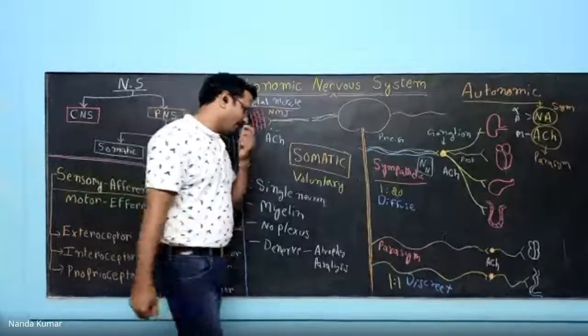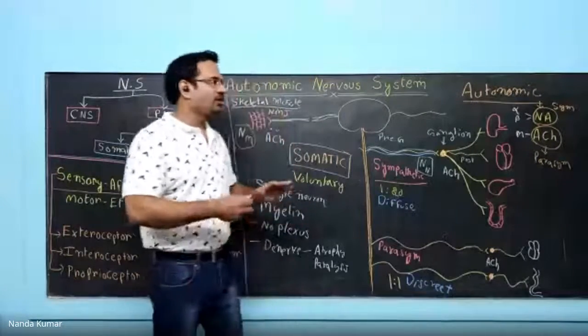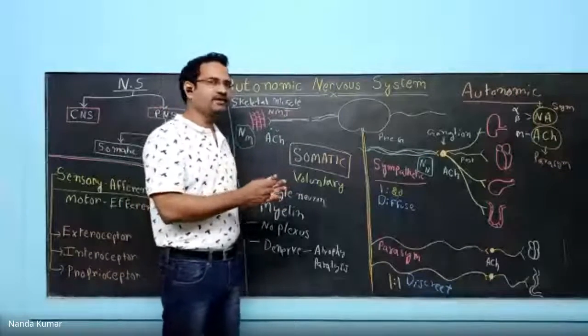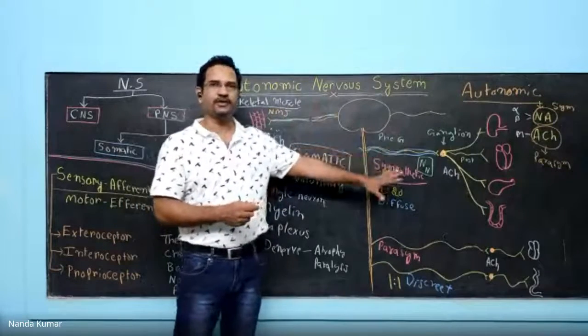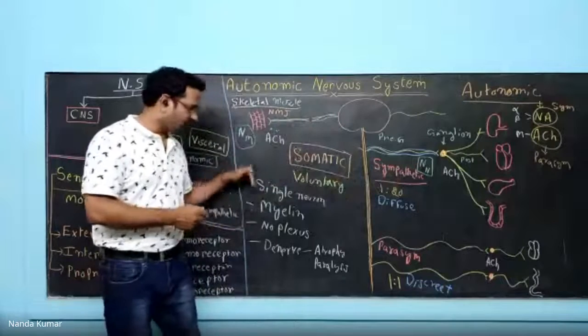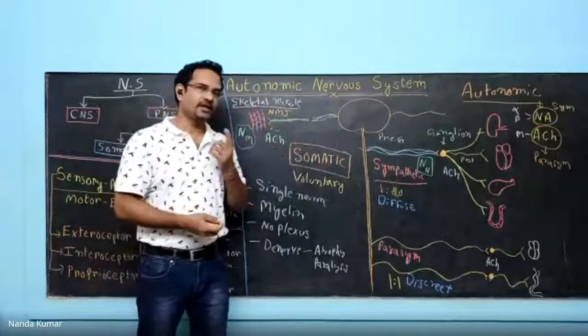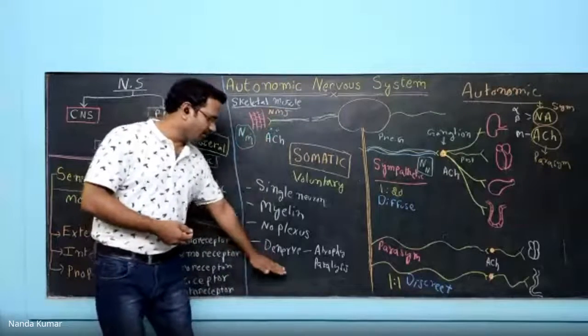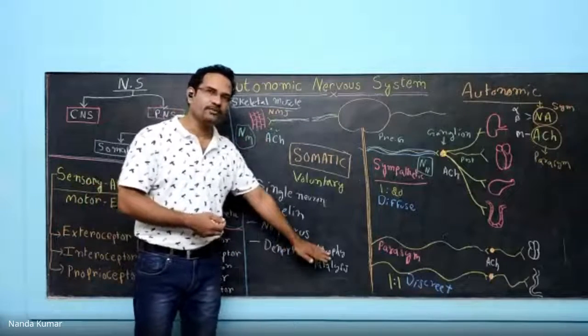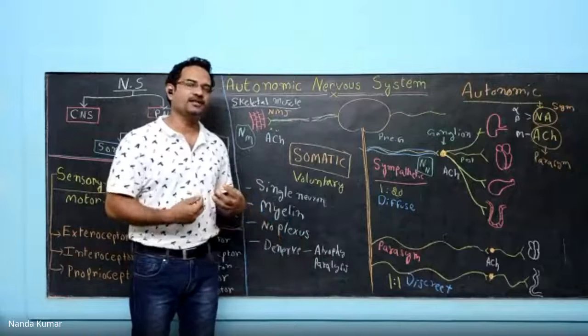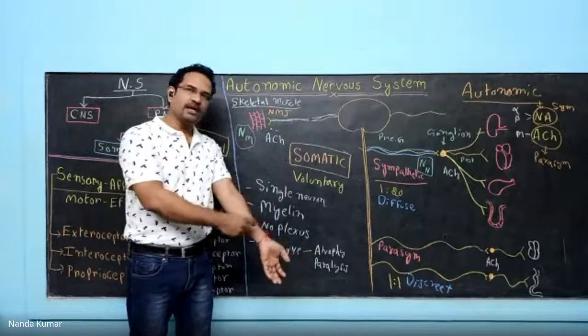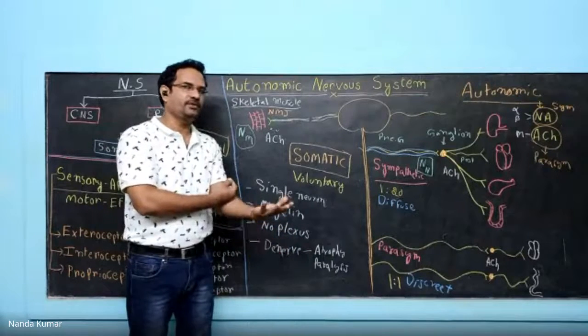Okay, good. Let me explain it again. We have seen the differences between somatic and autonomic nervous system. Somatic has got all these features, autonomic has got different things. The major thing to keep in mind is that in somatic, the moment the nerve is cut, it undergoes atrophy. This is what happens in paralysis. In paralytic individuals, the skeletal muscles will be atrophied and will not be working.